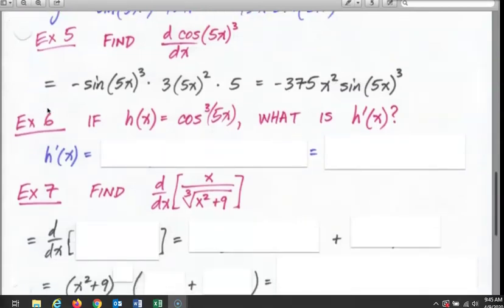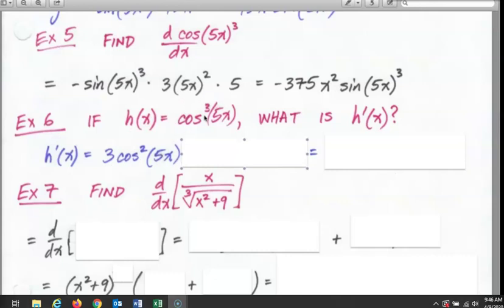Okay? For example 6, this says if h of x is the cosine cubed of 5x, again, think of that as the cosine of 5x, all in parentheses, with a cubed on the outside. So what's the outer function? It's something cubed. How do you take the derivative of something cubed? Well, you bring the 3 in front and leave everything else the exact same. If I were to take the derivative of x cubed, it would be bring the 3 in front, and then it would be times x squared.